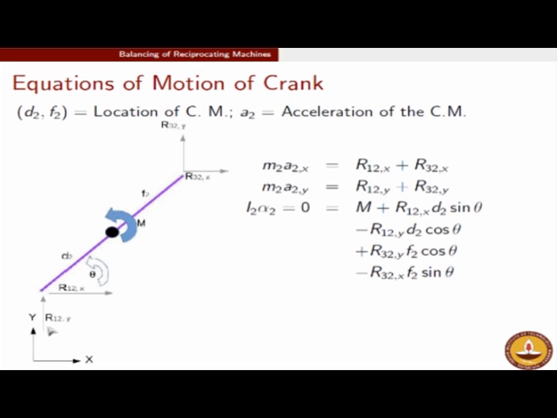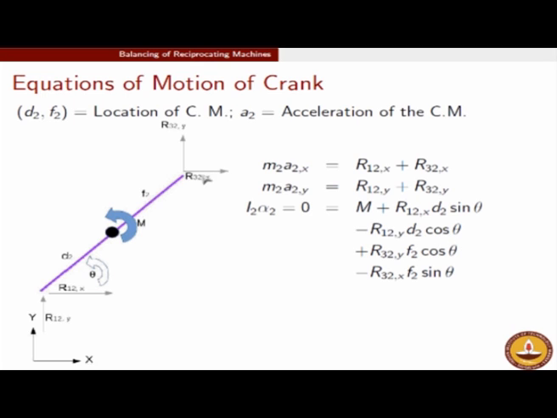But R12,y is going to create a clockwise moment, therefore it is coming with the negative sign, and the moment arm corresponding to this force R12,y is d2 cos theta. So there is a d2 length, and if you take the cos theta component of it, that forms the moment arm about the center of mass of this force R12,y. So therefore you have a minus R12,y d2 cos theta as this term.